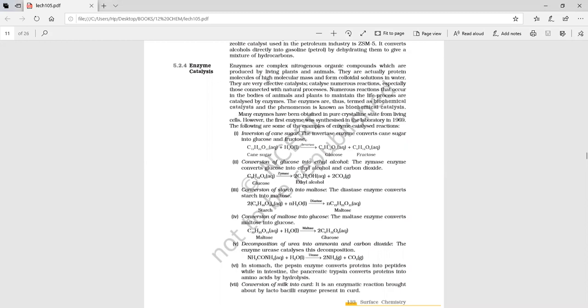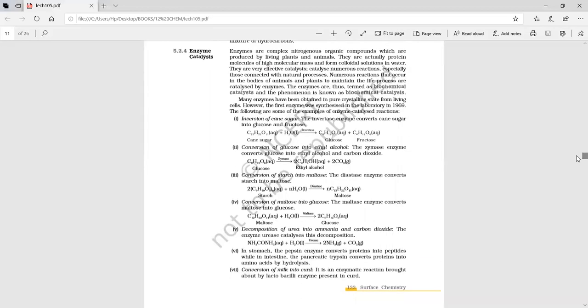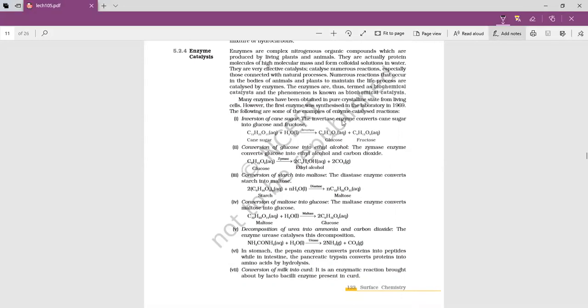Hope you can see the textbook page of NCERT in which enzyme catalysis is open. So enzymes are nothing but biocatalysts. If someone asks you to define what is enzyme, then you will simply say that either biocatalysts or biochemical catalysts are called as enzymes.